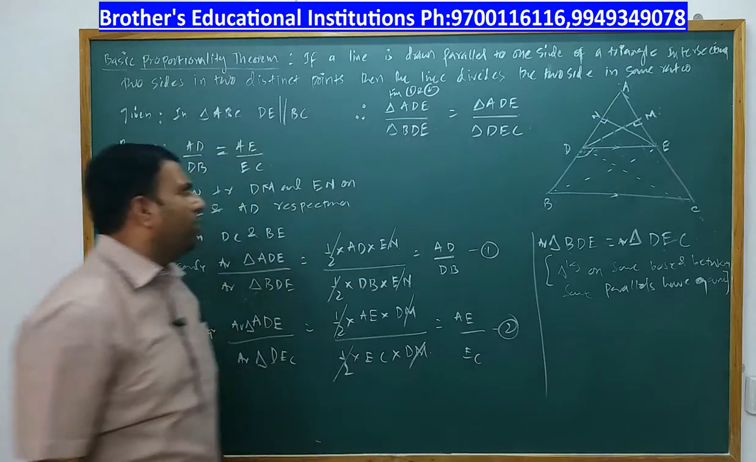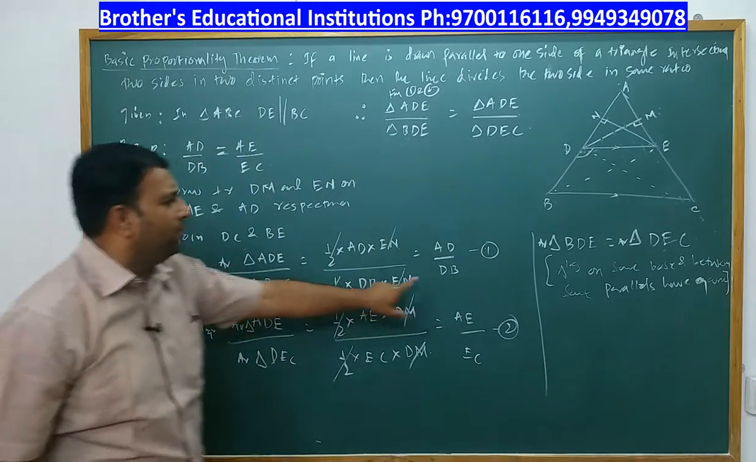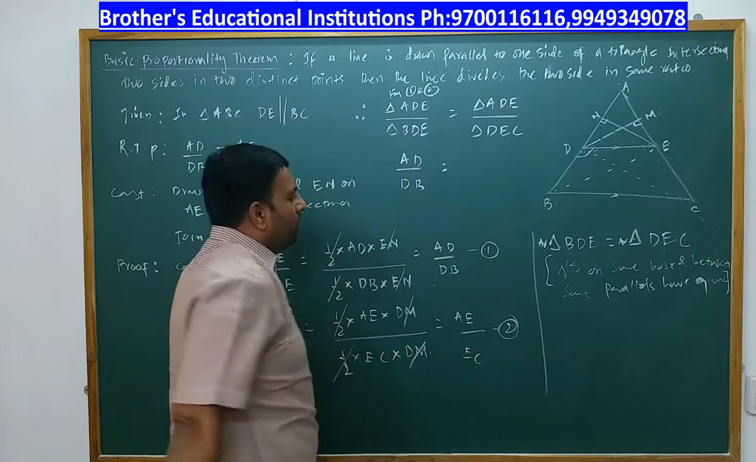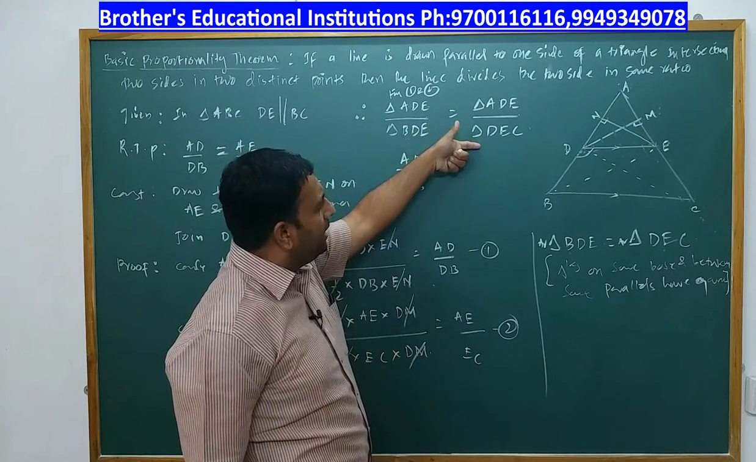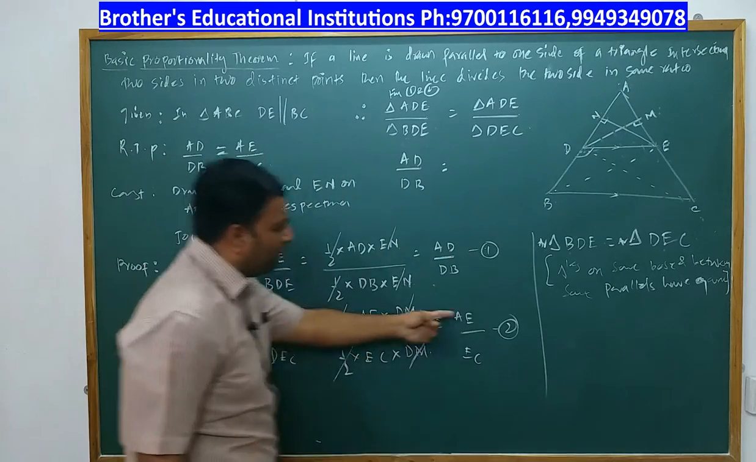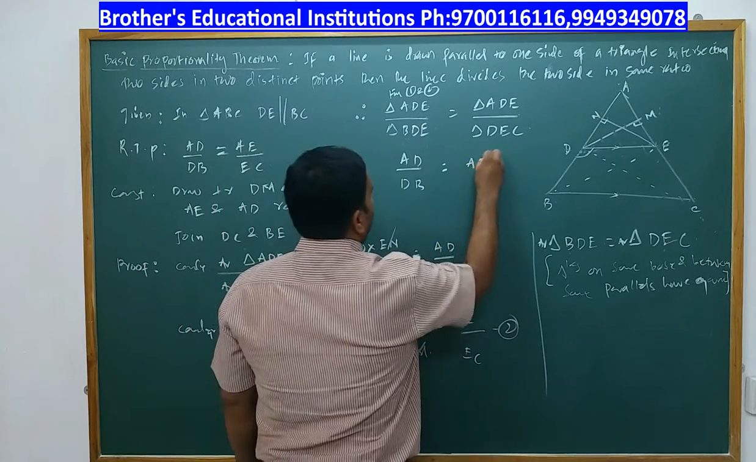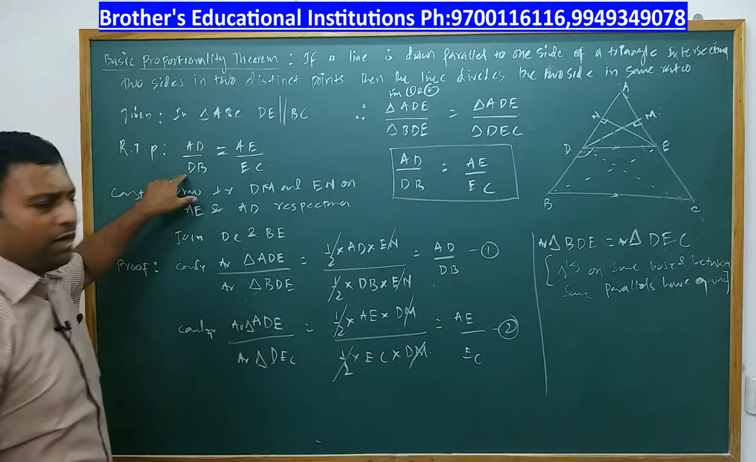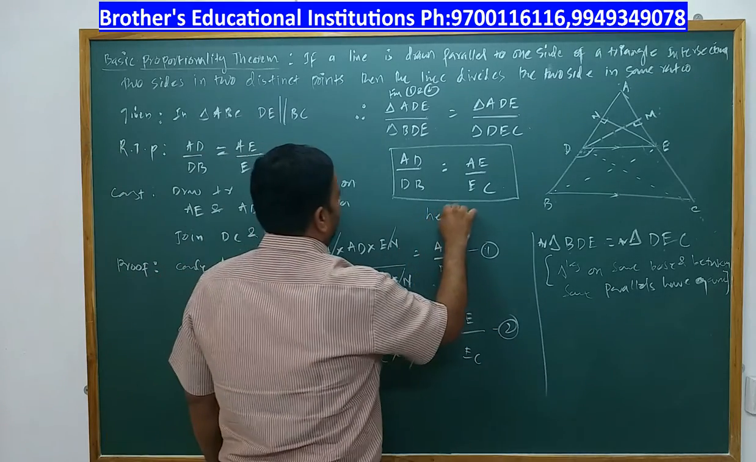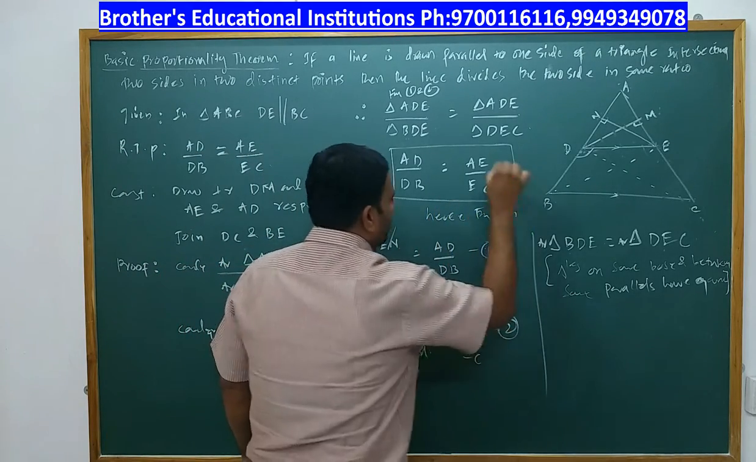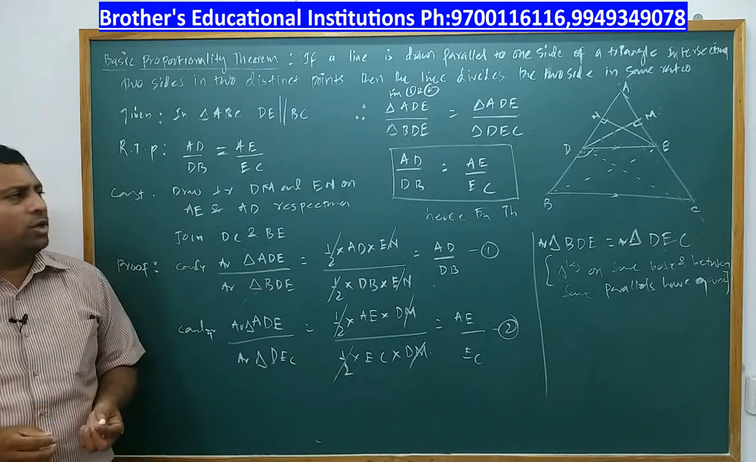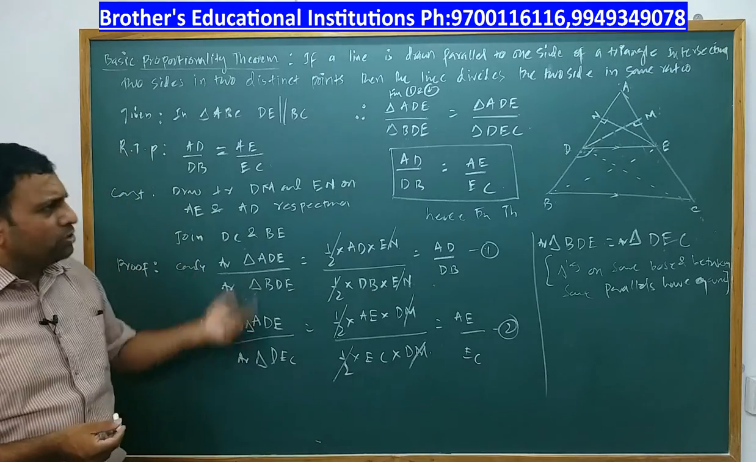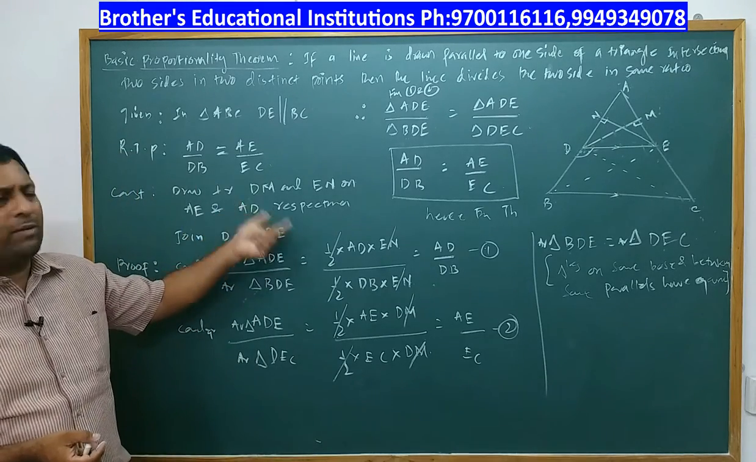Now from equation 1, what is triangle ADE by BDE equal to? AD by DB. And what is ADE by DEC? You get AD by DB is equal to AE by EC. AE by EC. And don't you feel this is what is required to prove? Hence the theorem. So I am sure you have understood this concept of the basic proportionality theorem, otherwise called Thales theorem.